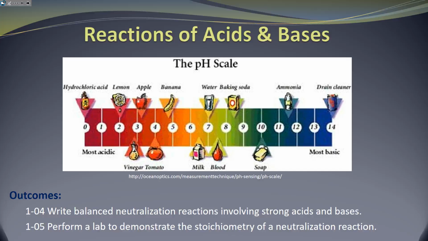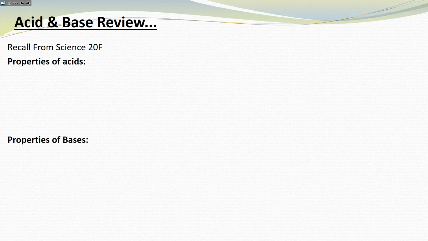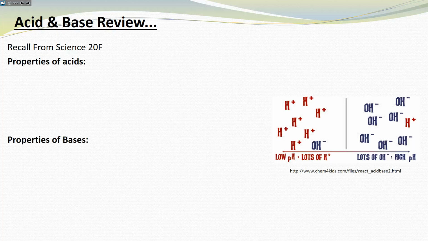We learned about what an acid-base reaction is, that acid and base react to produce salt and water. And we started talking about some simple definitions for acids and bases, and we're going to take that a little bit further in the grade 12 course. So first things first, some quick review from grade 10. We learned about the properties of acids and the properties of bases.